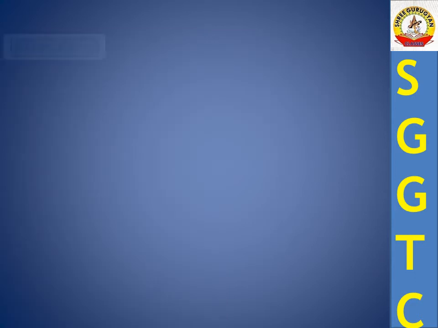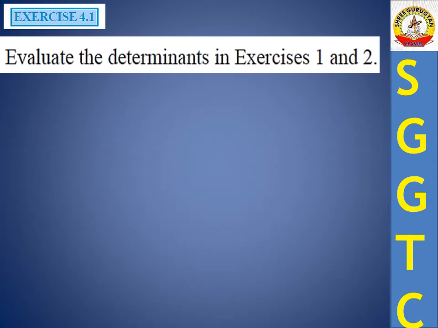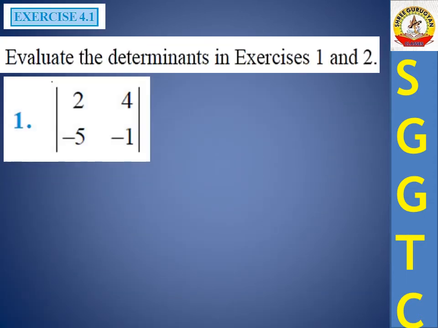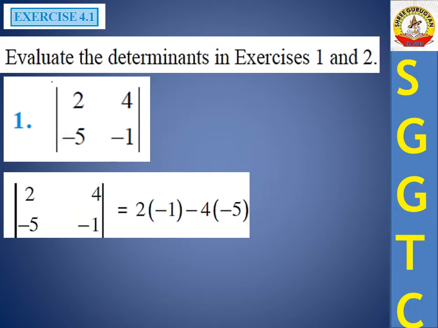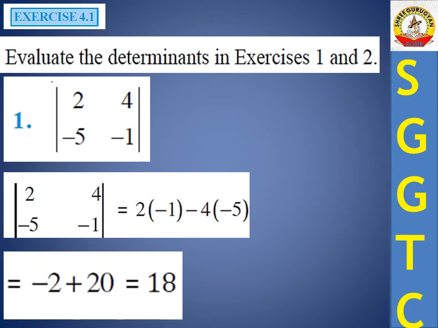Now continue. Exercise 4.1. First question: |2 4; -5 -1|. Here students apply the same rule, principal diagonals minus secondary diagonals. So 2 and minus 1 is your principal diagonal, you multiply both, and the secondary diagonal values minus 5 comma 4, you multiply both, that is minus 20. After further calculation you get the answer 18. Yes students, this question is only for 1 mark: 18.